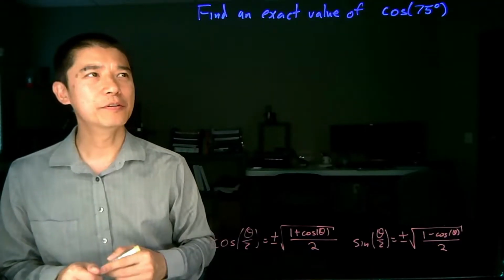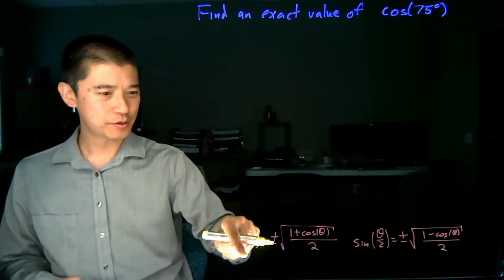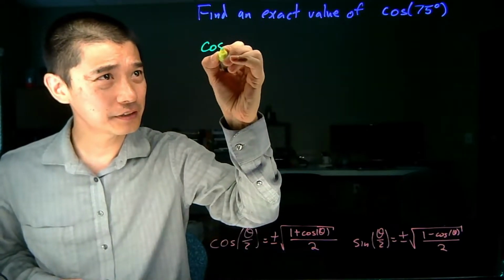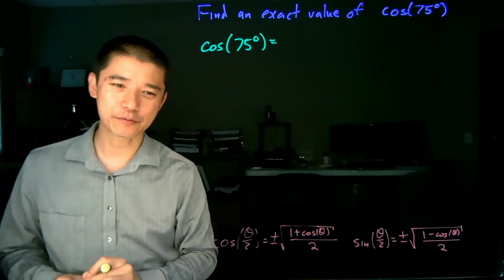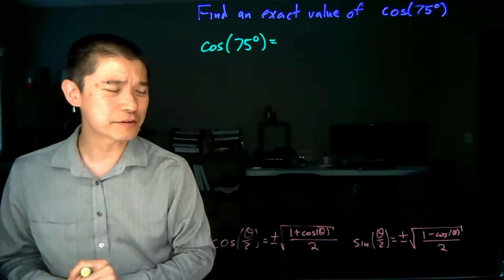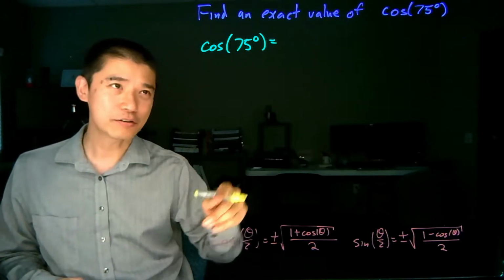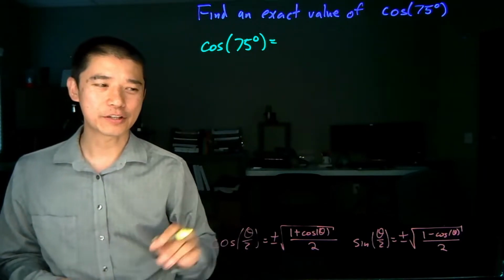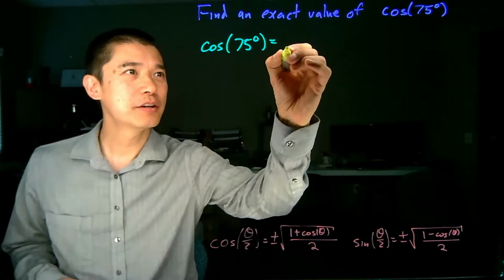Here's an example. Find an exact value of cosine of 75 degrees. So we have to calculate cosine of 75 degrees. This is not one of our known values from the unit circle table, but we're going to use instead this half angle formula. Now when we look at this, we have to determine what the value of theta will result in cosine of 75 degrees. We are not setting theta to be 75 degrees.